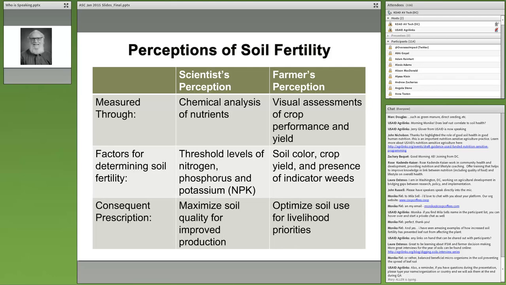Scientists and farmers have different objectives. While scientists focus on maximizing soil quality for improved production, farmers seek to optimize soil use in trade-offs with other livelihood priorities. This all leads to very different perspectives when scientists and farmers meet to discuss soil fertility.